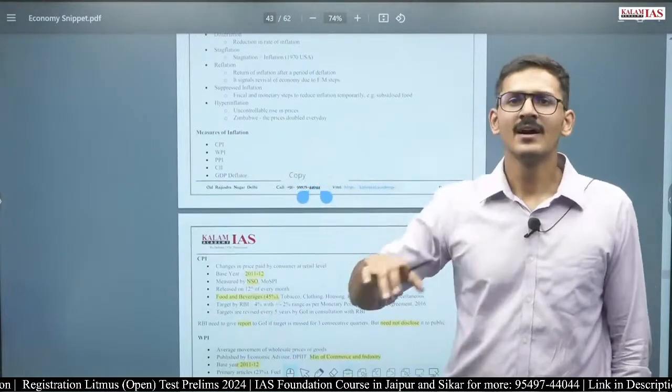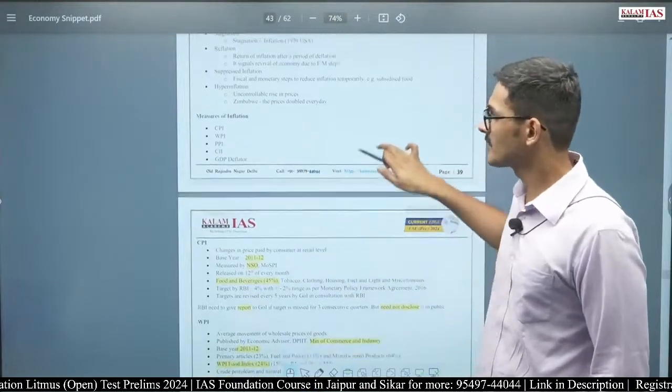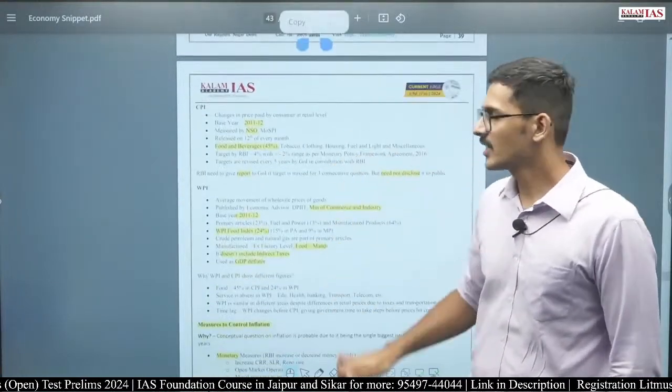Hyperinflation is basically an uncontrolled rise in prices. Now in measures of inflation, we will see the consumer price index.